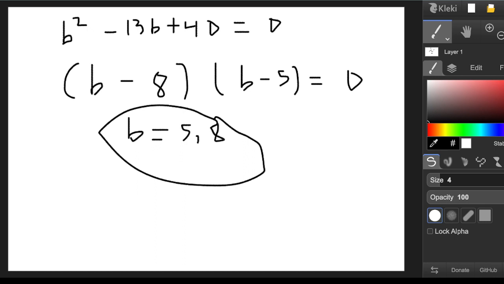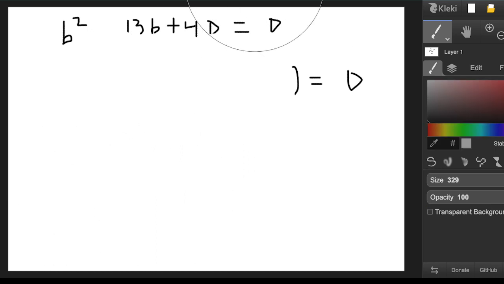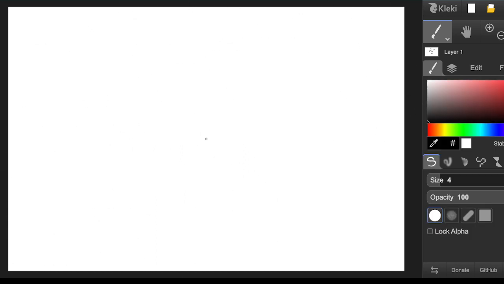Let's try another one. You can try this on your own. So for this one we have 5c squared minus 26c equals 24. You can pause the video and give this a shot if you want. Alright, I'm going to go ahead and do this now.